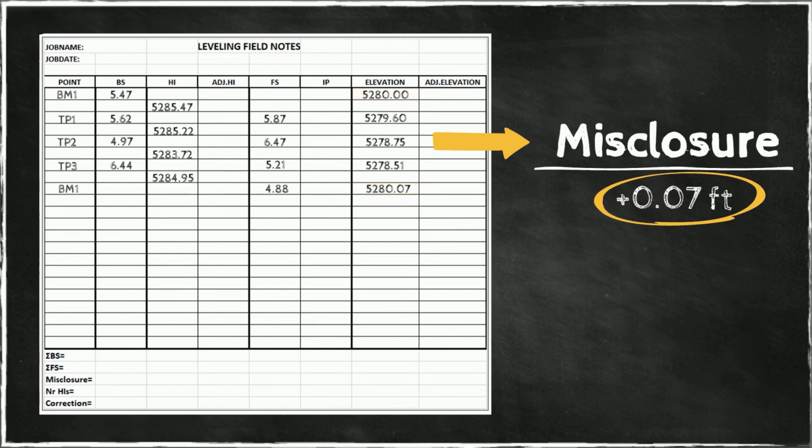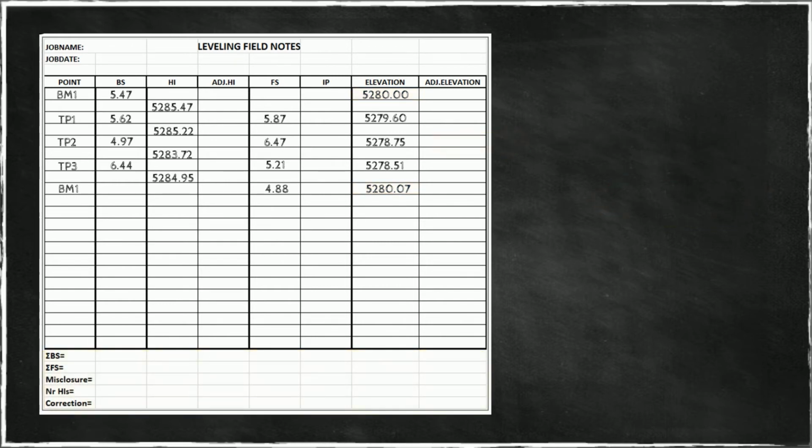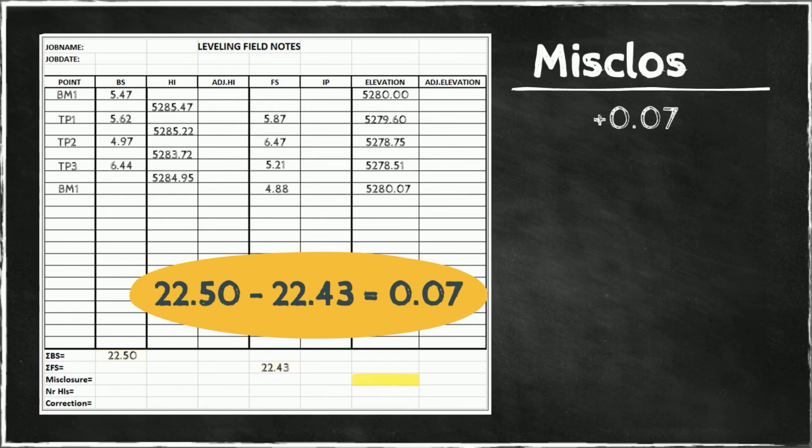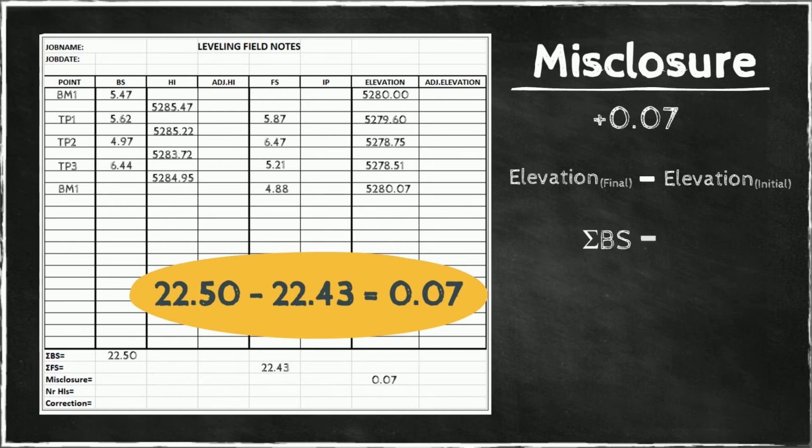Now we can use these fields here. If we add up all the backsights and we add up all the foresights and subtract this sum of backsights from this sum of foresights, then we get the same number, the same misclosure. So there are 2 ways of calculating the misclosure. One of them is this minus that, or the other one is this sum minus that sum.